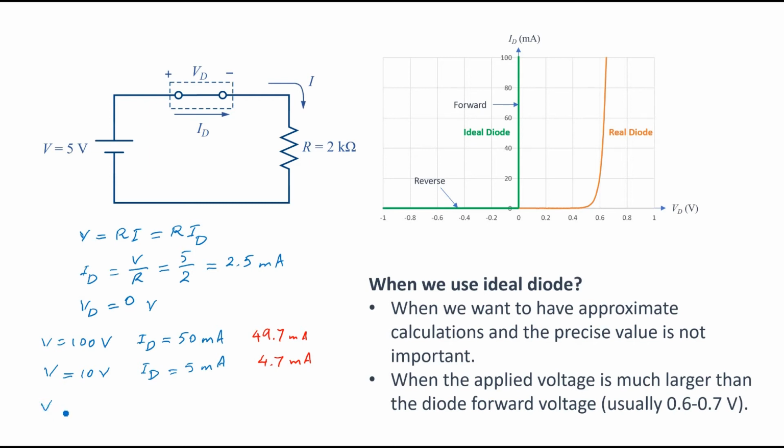But what about if the applied voltage is 1 volt? Using the ideal diode, we calculate the current equal to 0.5 milliamp. The precise value is 0.2 milliamp. A massive error, more than 2 times. So we should not use the ideal diode model when the applied voltage is very small.